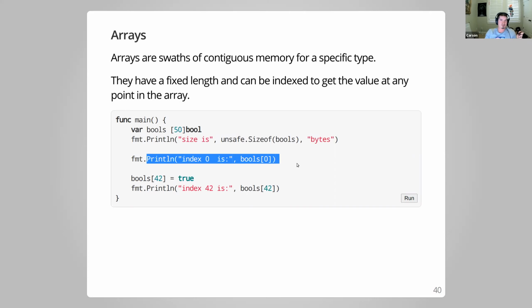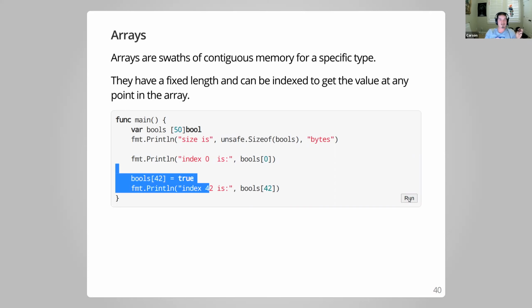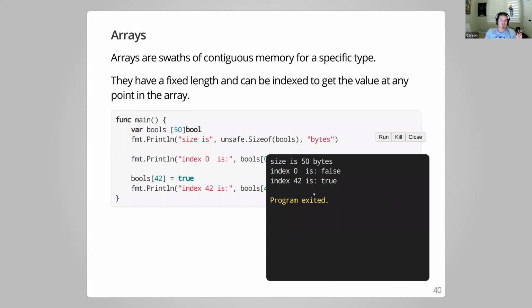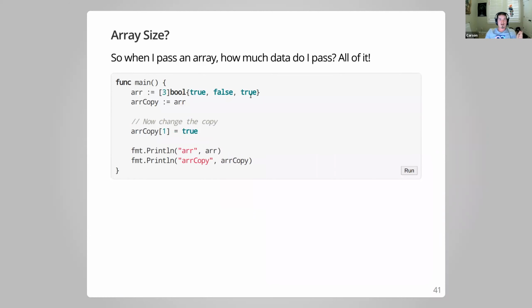And I'm just proving here that you can index it and modify an array. It's not interesting necessarily, but understand that arrays, they take up that space whether you're using it or not. And I had a question about arrays and copies. So if I copy an array, what happens? And this will be especially important when we get to slices later.